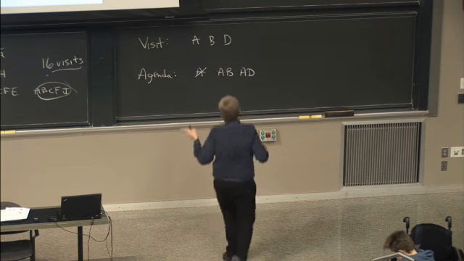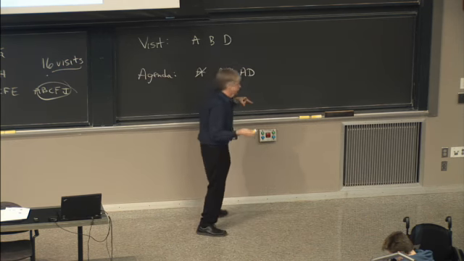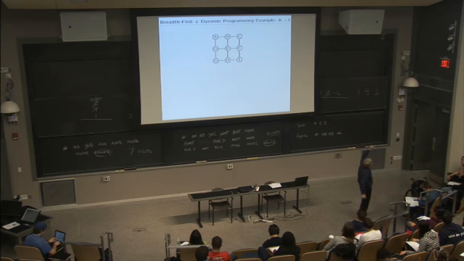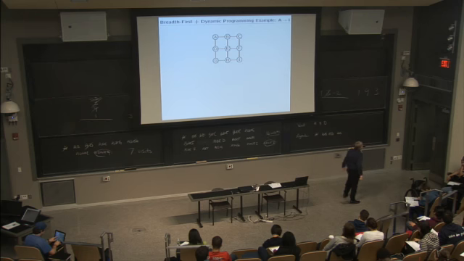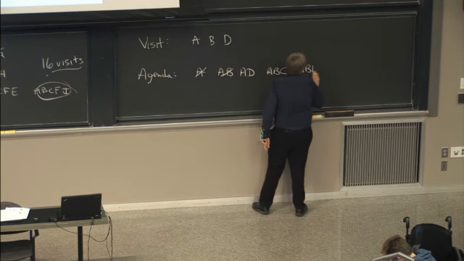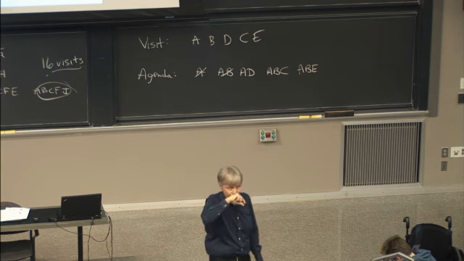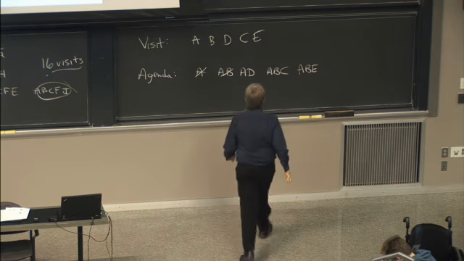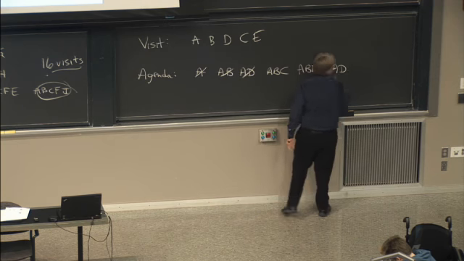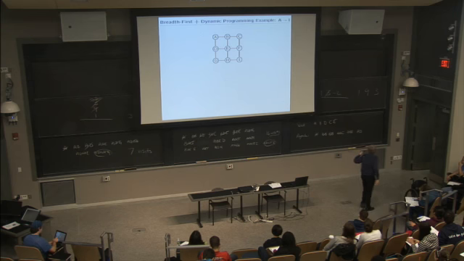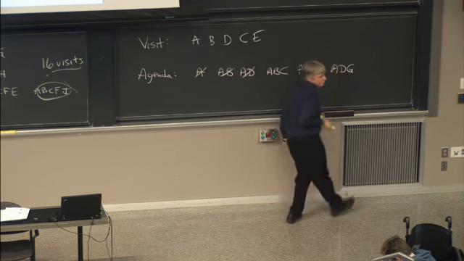Now I want to take out the first guy from the queue, AB, and I want to put his children at the end of the queue. AB's children are A, that's been visited, C, not visited, and E, not visited. So ABC, ABE. That visits C and E. Now I want to take out AD and put its children at the end. AD's children are A, E, and G. A is visited, E is visited, which leaves just G. So ADG. And that visits G.